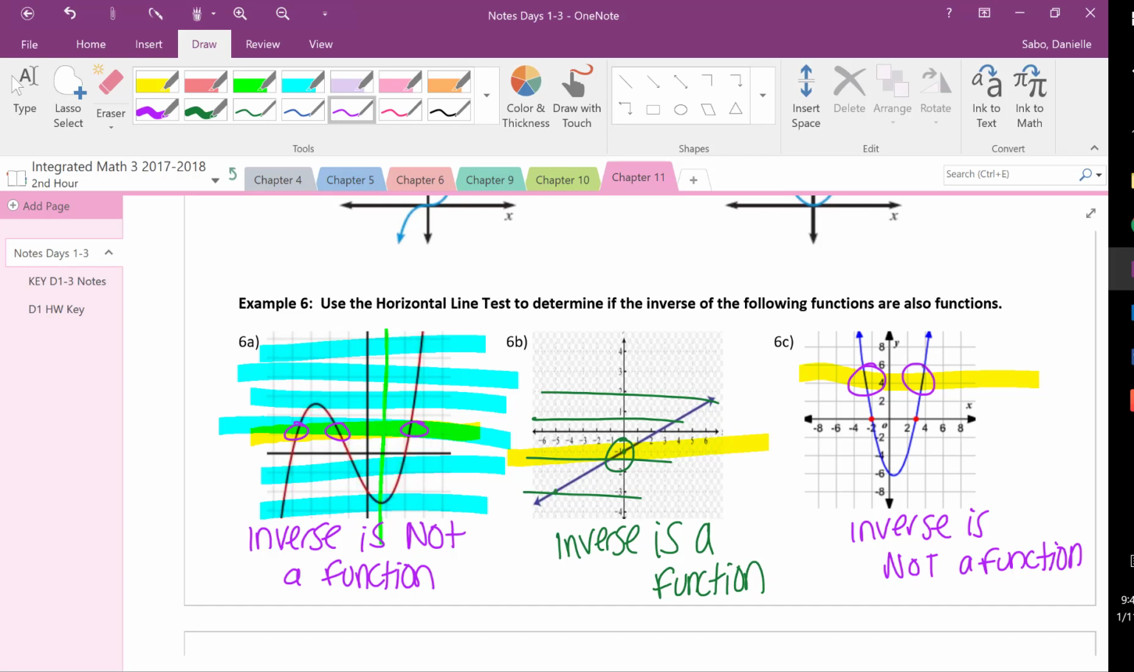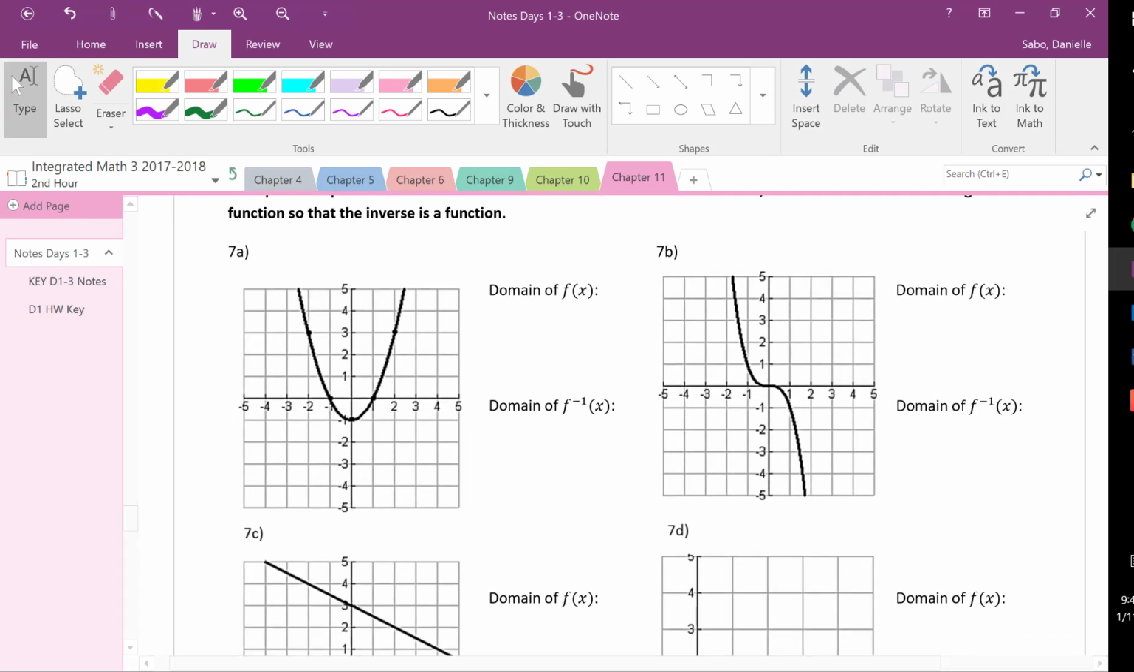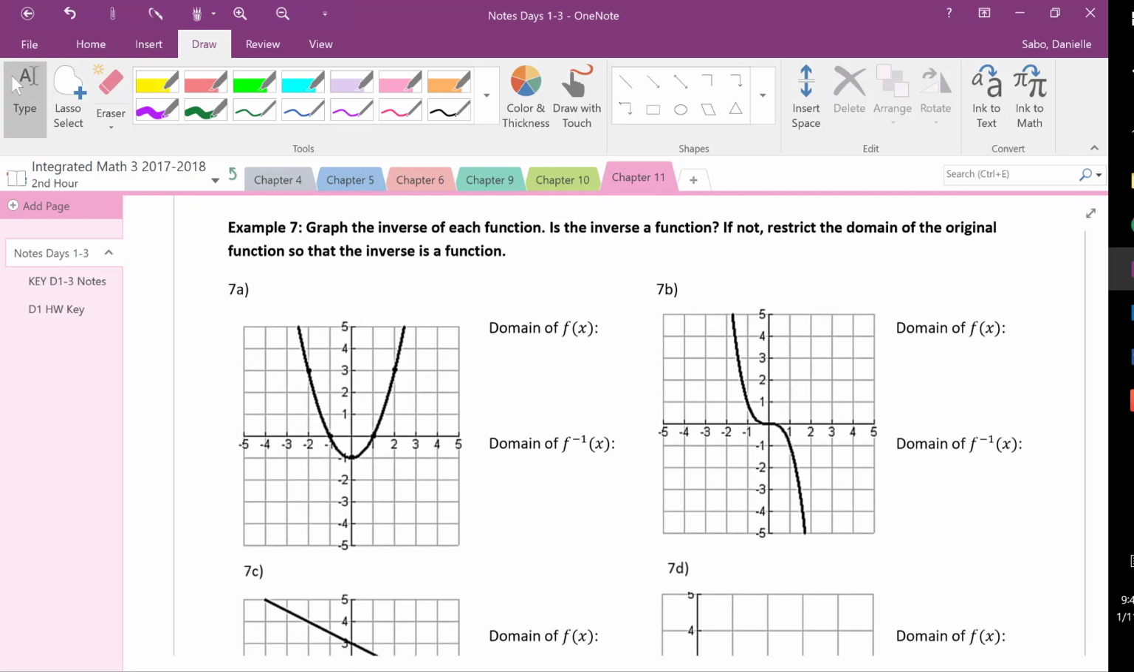Here's where this is going to be applicable. It takes a little bit to understand the domain and range in terms of the inverse and in terms of the original function. So graph the inverse of each function. That's our first step. Then ask, is the inverse a function? Restrict the domain of the original function so the inverse is a function. So we want to make the inverse a function if it's not. I'll explain that more in a second. Let's first do the first step.